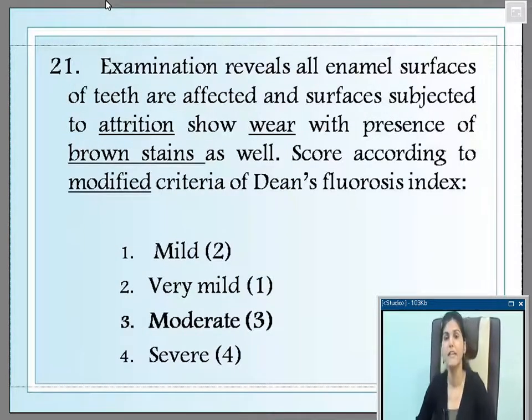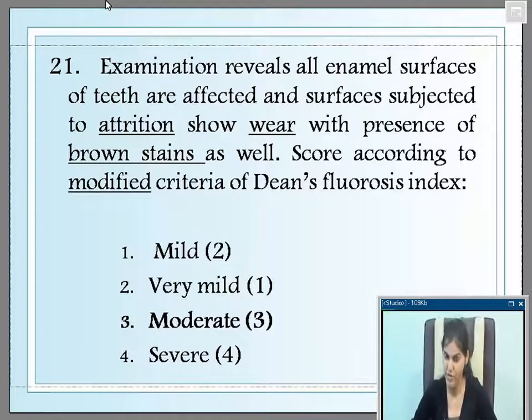Fine. Now we are coming to indices for fluorosis. Now I want you to just read the question and have a look at the words that I have underlined, because the fluorosis index can be a little tricky to mug up. So I'll just give you some tricks to know which of these criteria and which of the words will always appear together. So now the question is asking you, examination reveals all enamel surfaces of the teeth are affected. Surfaces subjected to attrition show wear with presence of brown stains.